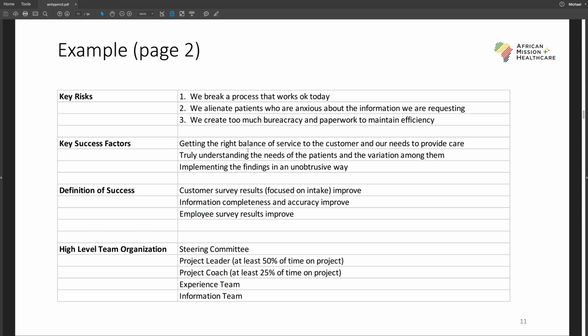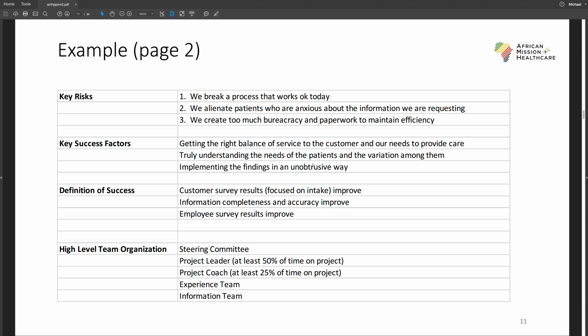Second is really wanting to understand the needs of patients and the variation among them. All too often in customer service, we make assumptions and we have beliefs, and they may be roughly accurate, but they're not very nuanced. By understanding the variations in different patient needs, we're able to better meet and serve them, and take a more thoughtful approach to interacting with customers.